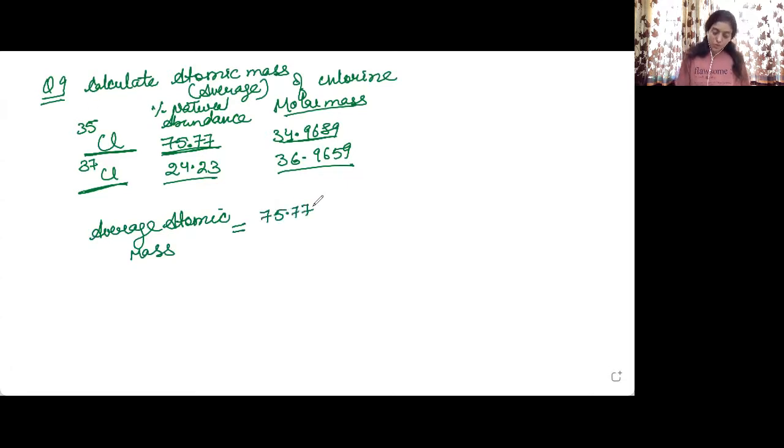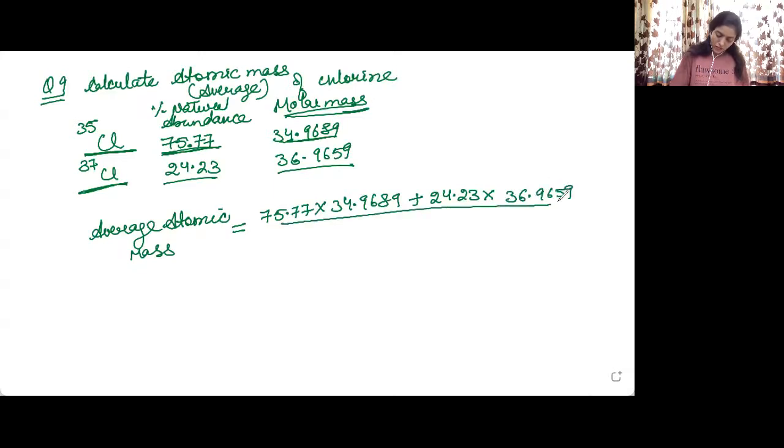Natural abundance of chlorine-35 multiplied by the molar mass of chlorine-35, that is 34.9689, plus natural abundance of chlorine-37 multiplied by the molar mass of chlorine-37, which is 36.9659, divided by 100.